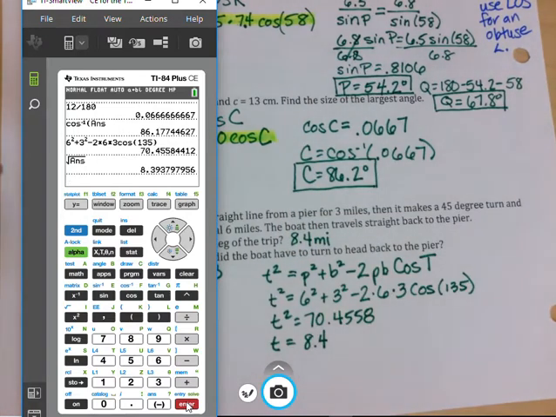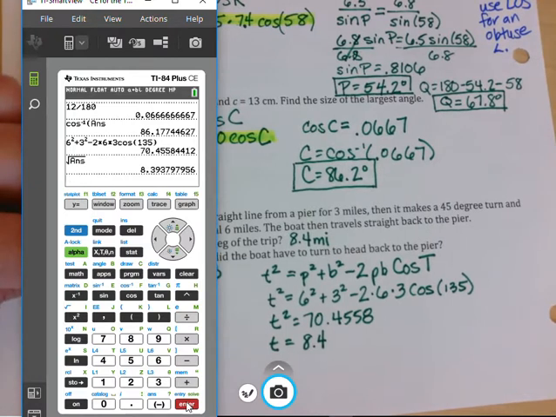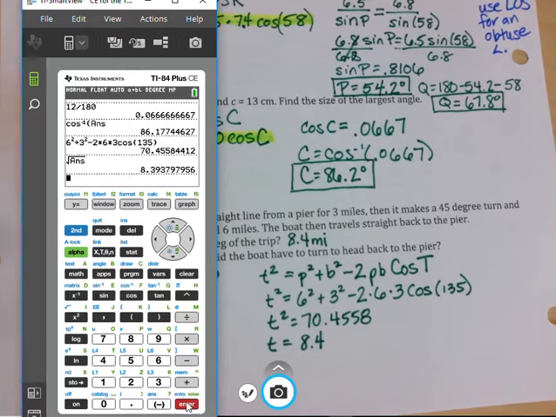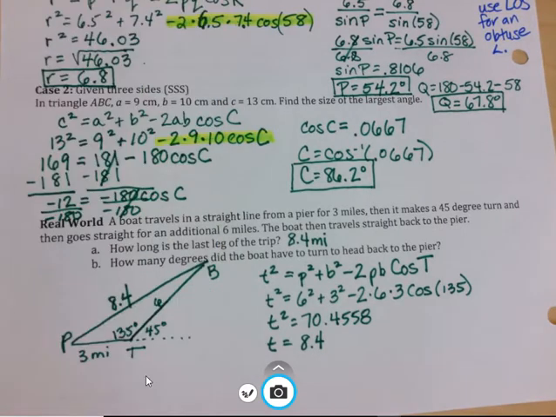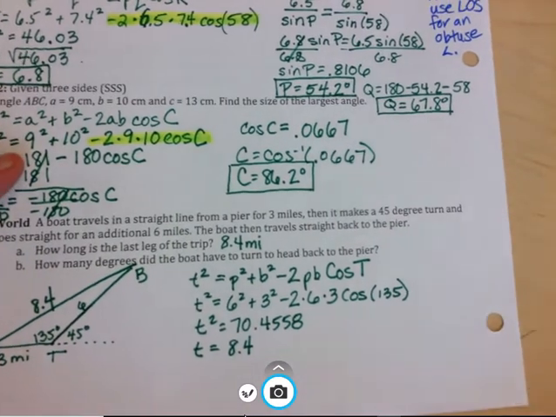How many degrees did the boat have to turn to head back to the pier? So that's angle B. Do you think angle B might possibly be obtuse? No. Why can't angle B be obtuse? We've got our obtuse angle. Yeah, we already have an obtuse angle. Very good. All right, so we can do law of sines with no problem to find angle B.